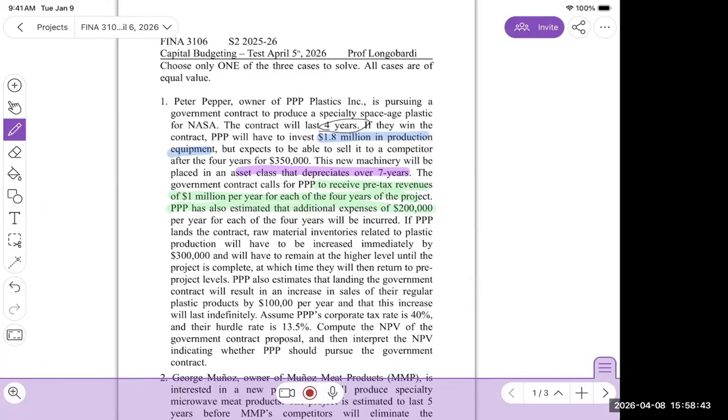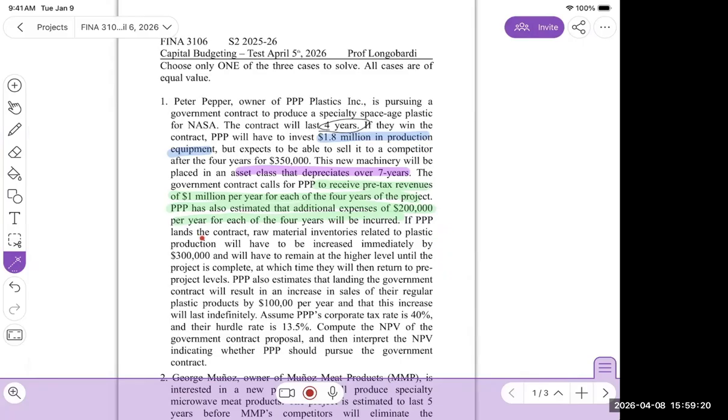And the pre-tax just means that you're going to have to do the 1 minus TC. If it was after tax, you wouldn't have to do that. For each of the 4 years, and maybe I highlight the whole thing. Continuing. If PPP lands the contract, raw material inventories related to plastic production will have to be increased immediately by 300,000 and will have to remain at the higher level until the project is complete, at which time they will then return to pre-project level.